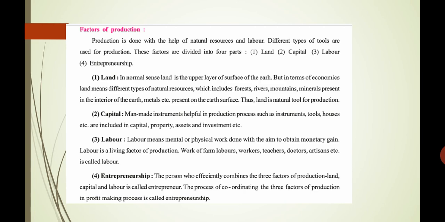Then comes entrepreneurship. A person who effectively combines the three factors of production, that is land, capital, labor, is called an entrepreneur. The process of coordinating three of them in the profit-making process is called entrepreneurship.